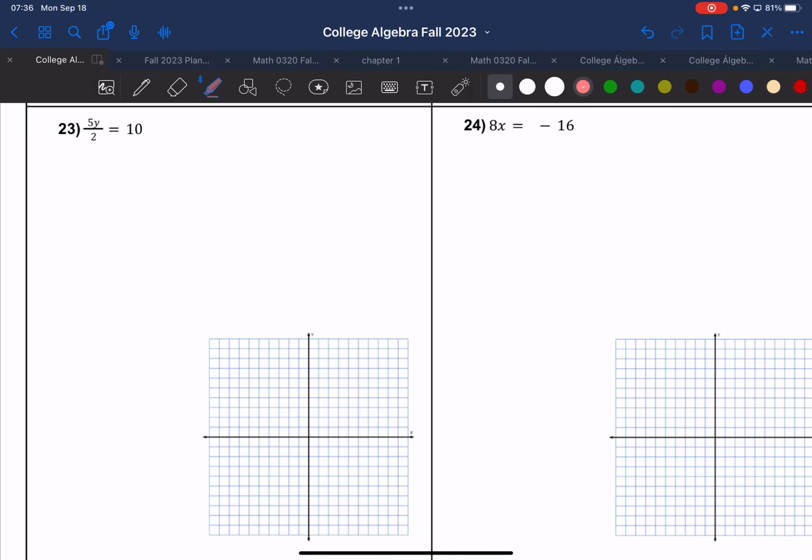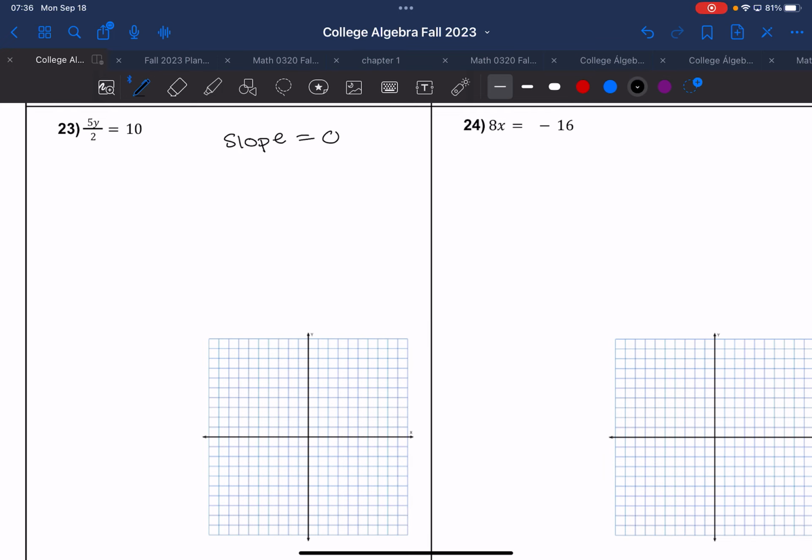Number 23. In this case, we only have what variable? Y. So right away, we know our slope is what? 0. Okay. And we know our graph is going to look like what type of line? Horizontal. Okay, I keep that information in the back of my head.